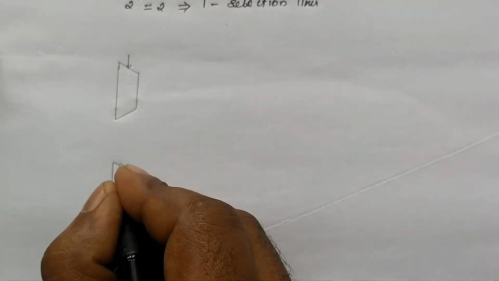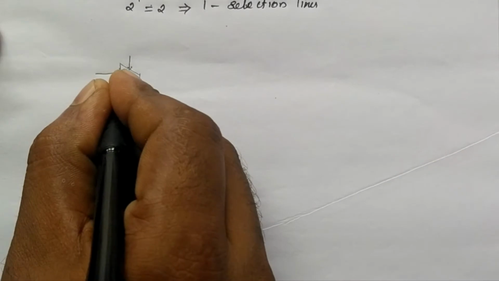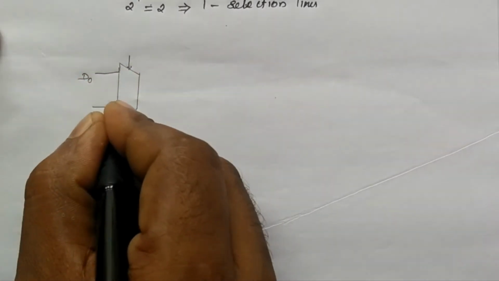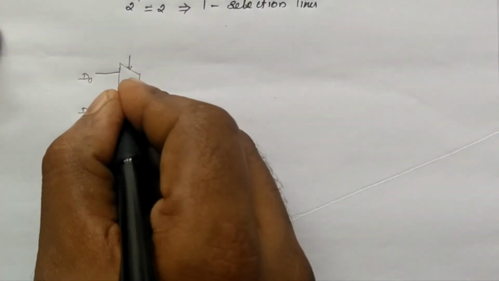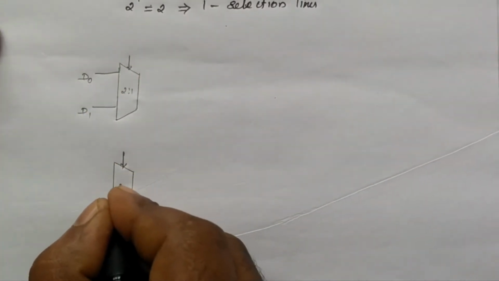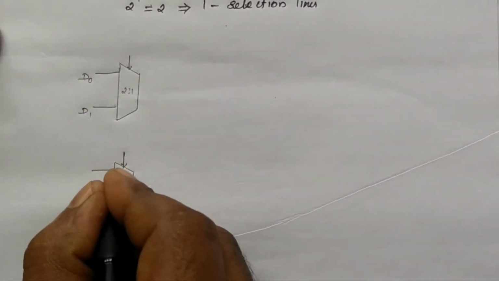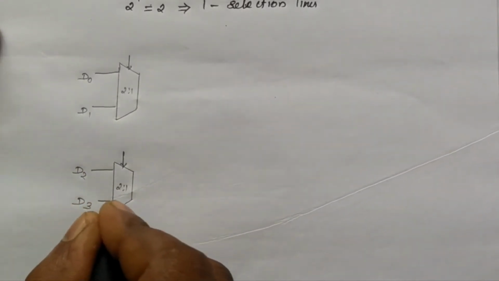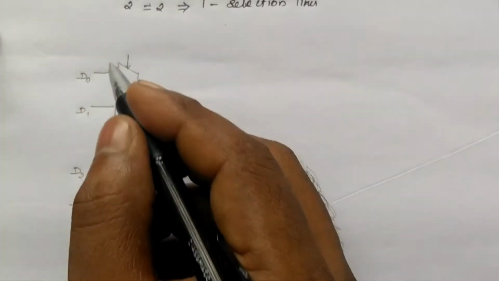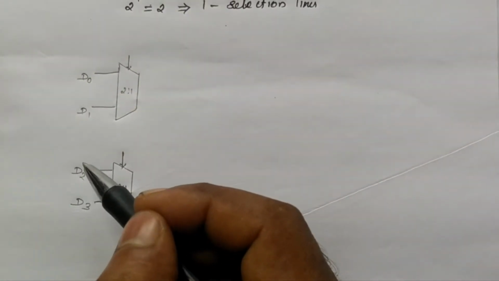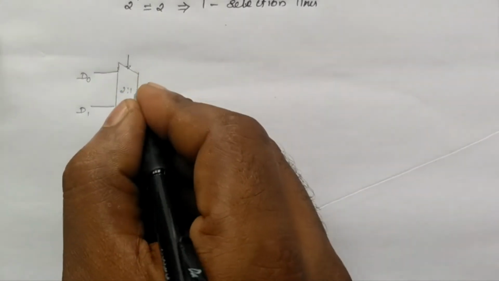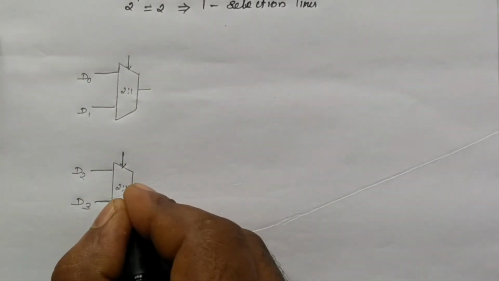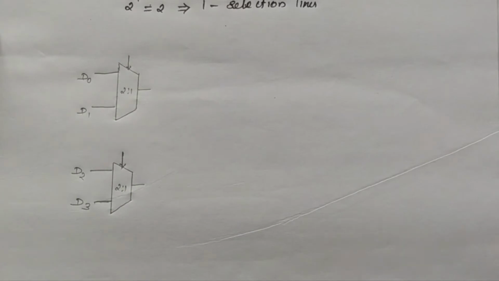Here we are having 1 selection line. Here also we will have 1 selection line. Likewise, I am considering the 4 inputs as D0, D1. This is for the first 2:1 MUX. Likewise, here also 2:1, so the remaining inputs, D2 and D3, I am giving over here. Now we have included all 4 inputs, and here we will have 1 output. Likewise, here also we will have 1 output.